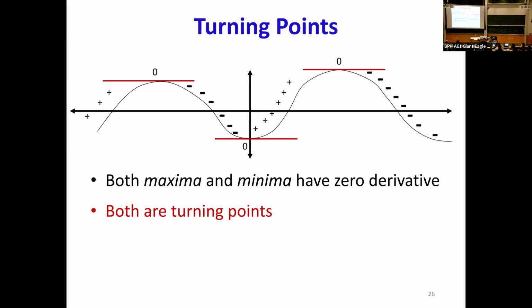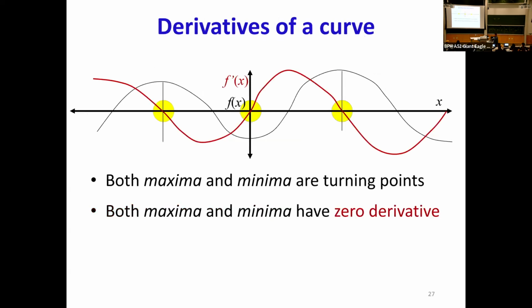It's a turning point because the function turns over there. As you approach it from any direction, the function is going to flatten out and then start going the other way. At a maximum, it first increases till you arrive at the maximum, then it goes down. At a minimum, it first decreases and then goes up. Both maxima and minima are turning points. We know this. So both maxima and minima have 0 derivative.